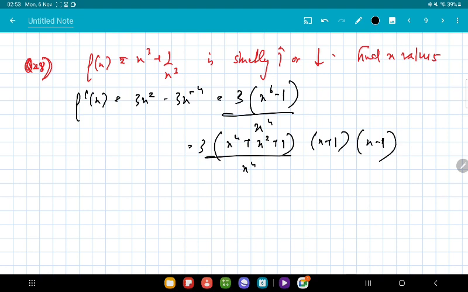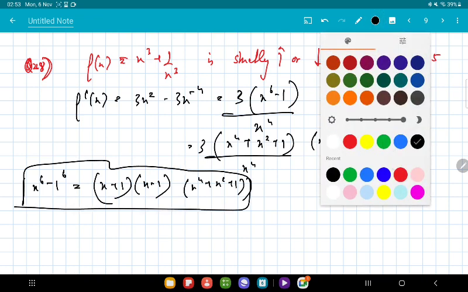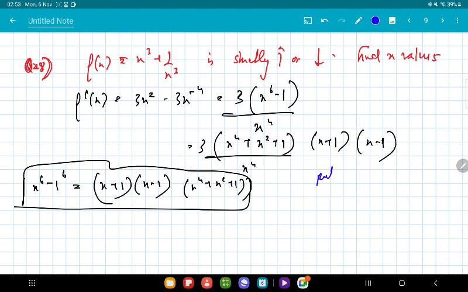If not, then please remember this is an identity also: (x square) to the 6 minus 1, (x square minus 1)(x to the 4 plus x square plus 1). This you can remember as a standard identity also. This would help you. Put here f dash of x as 0 and you will get your critical points as minus 1 comma 1. So these are the critical points.